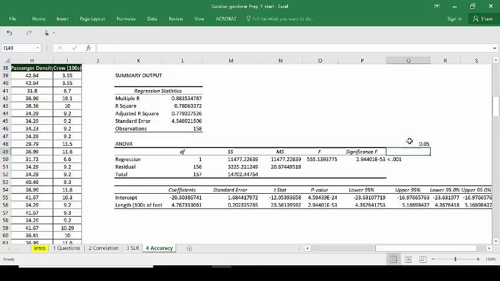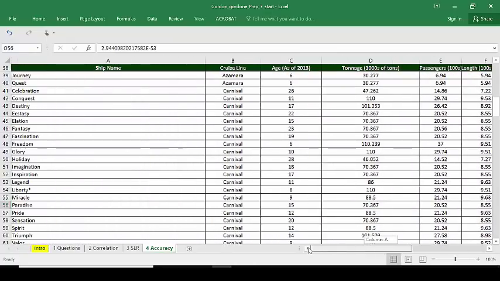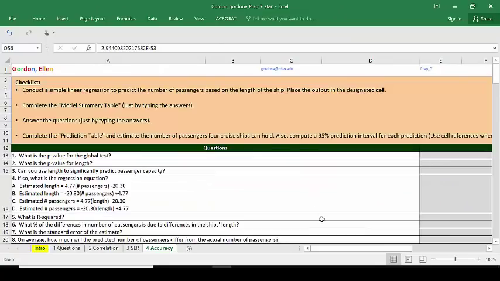So again, the cutoff for the global test is that if the p-value is equal to or less than 0.05, that means at least one x variable predicts y, and that is the case. Our p-value is less than 0.05, so that means our x variable length predicts number of passengers. And if you go down to the p-value for the individual test for length, you can see that it is the same. And again, this is always going to be the case for simple linear regression when you just have one x variable. So we can conclude that length can be used to predict the number of passengers.